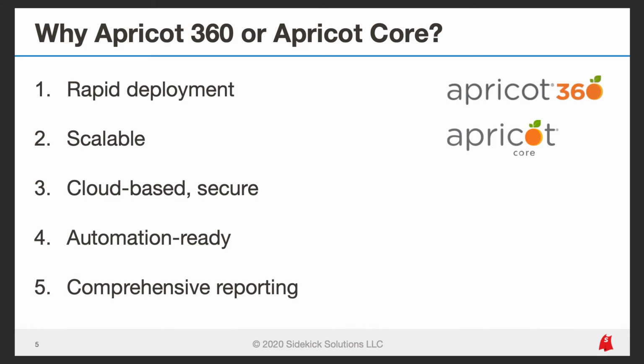Apricot's also automation ready, meaning it can be configured to support efficient data collection, data processing, and workflows to take time and effort off your staff and your team's plate. Lastly, Apricot comes out of the box with a full suite of customizable reporting tools and analytics solutions. You don't need to purchase add-ons or separate software to explore the insights of your data.